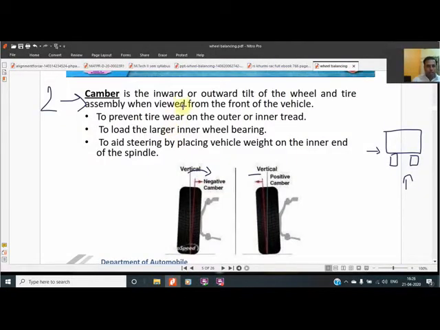And the camber is the inward or outward tilt of the wheel and tire assembly when viewed from the front of the vehicle, to prevent tire wear on outer or inner treads. Because if the wheel is not straight, then it will wear on the outer side or inner side. When it is loaded, it will automatically get tilted. So before loading, we tilt them, and as soon as the vehicle is loaded, the wheel automatically becomes straight. That's why we get uniform wear. It also loads the larger inner wheel bearing more, and aids steering by placing the vehicle weight on the inner end of the spindle.